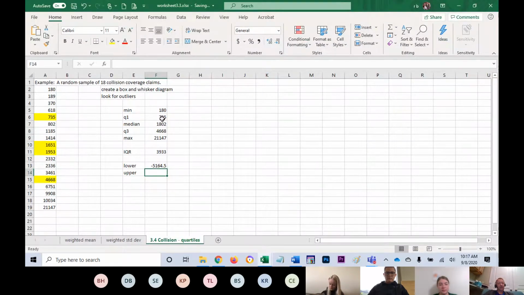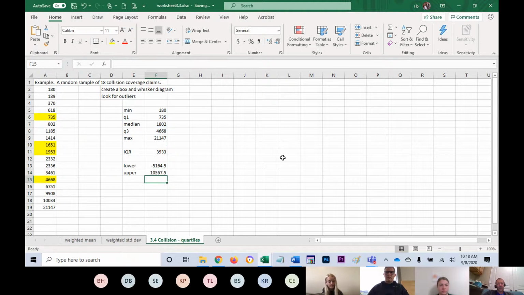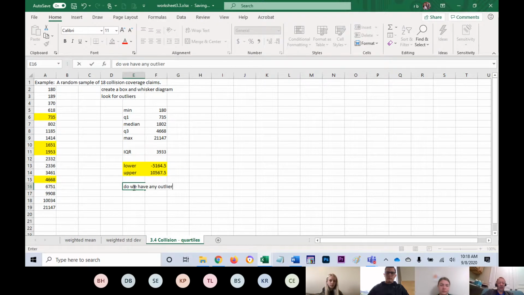The upper fence is Q3 plus 1.5 times the interquartile range. And what was Q3? 4668. And then you would do plus 1.5 multiplied by the interquartile range, which was 3933. So that works out to be 10,567. Okay, so we've got our fences here. One of them's negative, one of them's positive. That's interesting. So do we have any outliers?